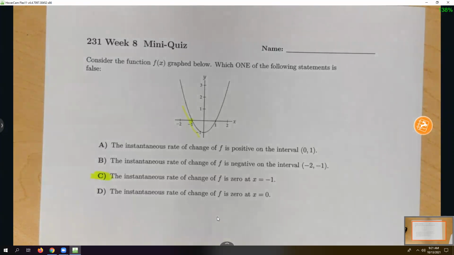For the other ones, I just want to point out that for A, when we say the instantaneous rate of change is positive on an interval, that means for every point on the interval. So not including 0, because the instantaneous rate of change is 0 there, but everything after 0 and going up to 1, those slopes are positive. And then for the second one, we're looking at the interval from -2 to -1, and that's these slopes. And those are all negative. And then finally, instantaneous rate of change is 0 at x equals 0. We're at this point, which has slope 0.